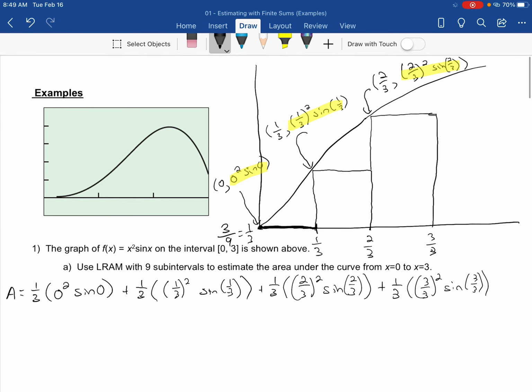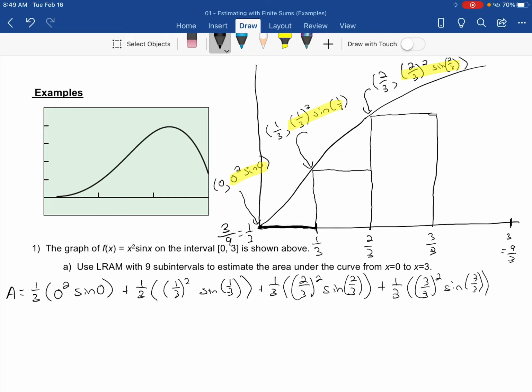And I say go back to this 0 to 3 and say, okay, well, I got to go out to 3, which is equal to 9/3. I can't go up to 9/3. My last rectangle is going to be the rectangle that goes from 8/3 to 9/3. That's one way to think about it. The other way to think about it is to go, well, I've got 9 subintervals. That means 9 rectangles. I got to keep going until I have 9 of these. And let's see if that all works out.